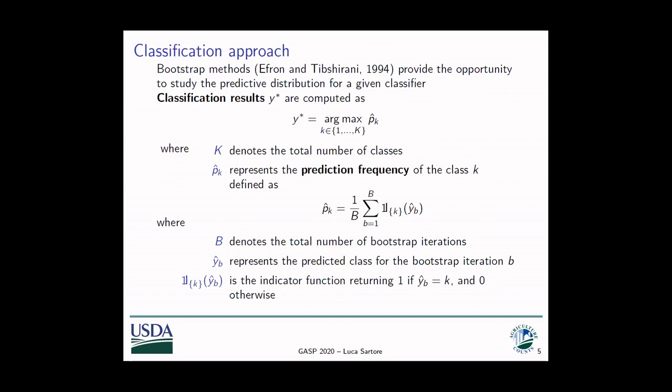The classification approach that we applied in this case is based on the bootstrap method. For each iteration, we take a different sample, and on these samples we fit a model. From these models, we get classification results, and we take the mode of those classes. So the class that is most frequent is going to be our final classification. However, by doing this, we need to use a prediction frequency to evaluate the predictive distribution.